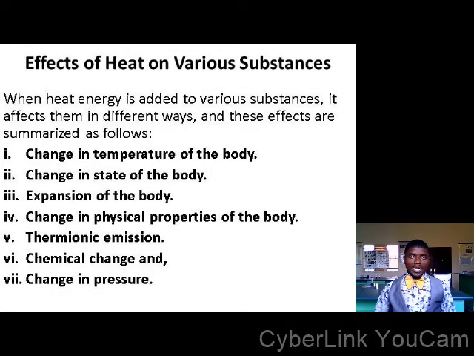Here, change in pressure. When you add heat to a system, you increase the pressure of that system, and then when you also remove heat, you also remove the pressure in that system. This is what happened in the topic gas law, where we treat Charles' law and Boyle's law, where we say that Boyle's law has to do with the increase in pressure, which connotes increase in volume.